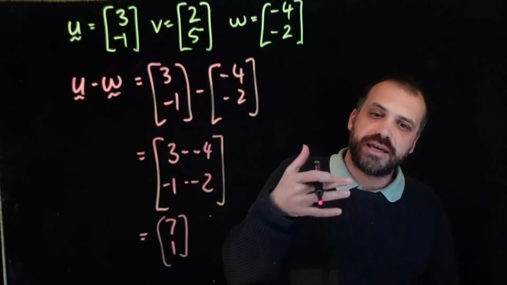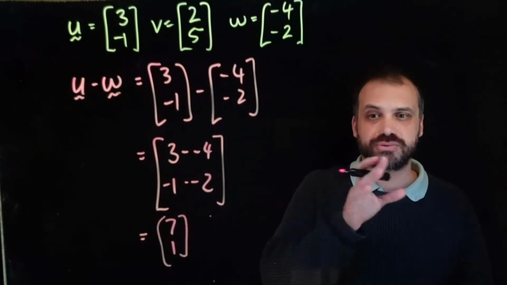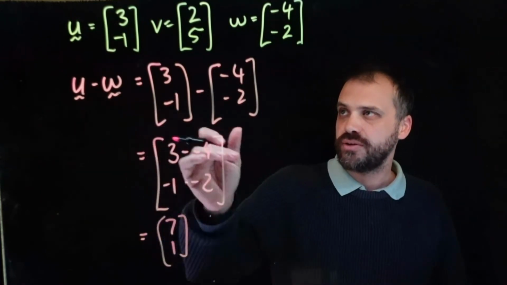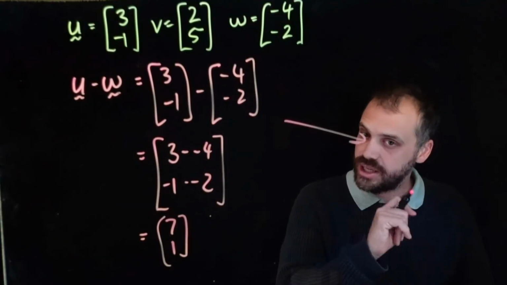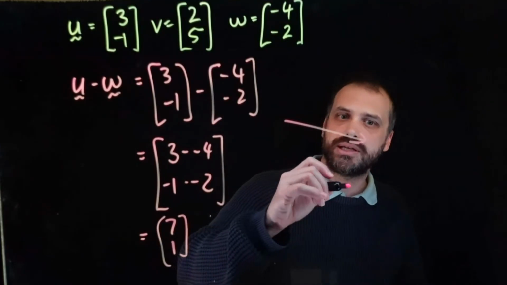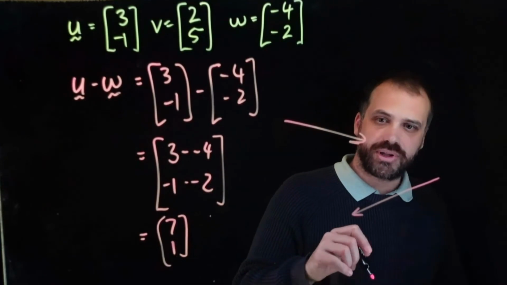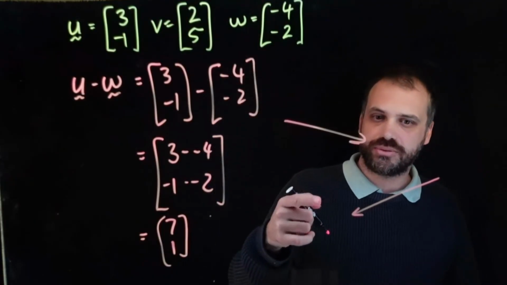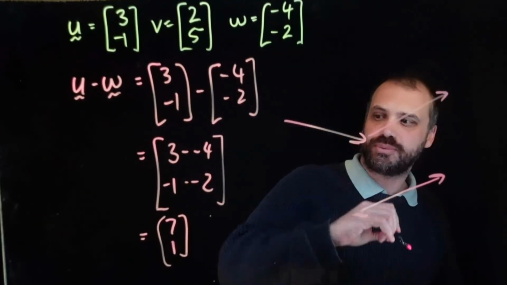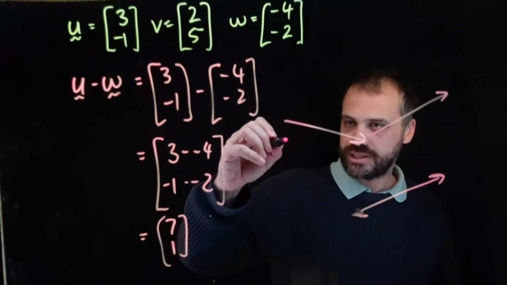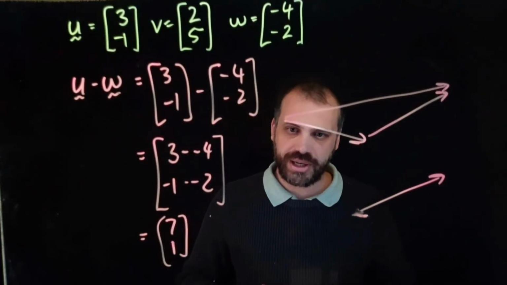Okay, and then again, you can get a sense of whether this answer, 7, 1, is reasonable or not reasonable, right? U is 3, -1, W is, got to be careful here, W is -4, -2, so it's kind of like that, but we're not adding W, we're subtracting W. So we're adding -W, so we're adding that, and we end up with something that looks like that. Does that look like 7, 1? 7 across and 1 up? Yep, sure does. I think my answer's right.